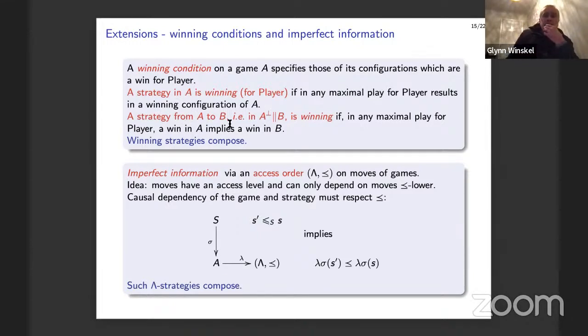A. Okay, a strategy from a game A to a game B, in a game like this, is winning if, with respect to any maximal play for player, a win in A implies a win in B. Because of this fact, winning strategies compose.